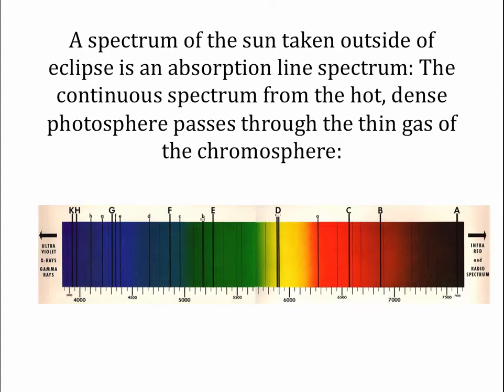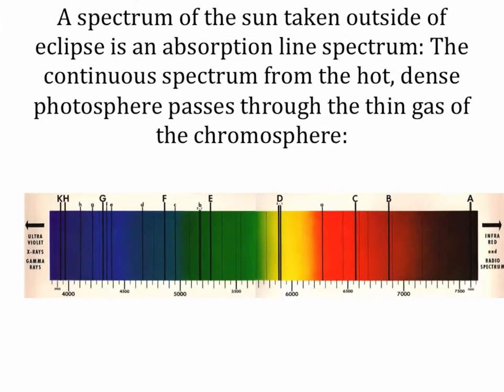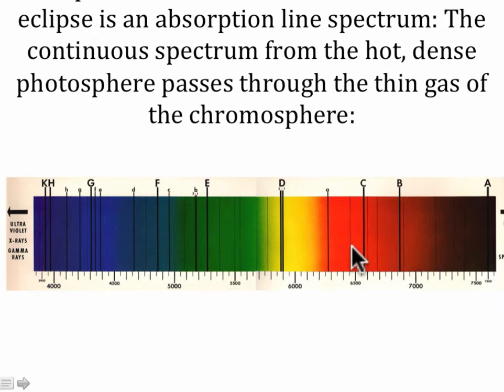If we take a spectrum of the sun when it's not in an eclipse, we see an absorption line spectrum. And that's because the continuous spectrum from the photosphere passes through the thinner gas of the chromosphere on its way to us, and the gas in the chromosphere absorbs light at the frequencies corresponding to the gas that's there. So this is an absorption line spectrum of the sun. The dark lines in the solar spectrum were first noticed by an astronomer named Fraunhofer, and so they're often called the Fraunhofer lines, and he didn't know where these lines came from, so he just gave them letters.